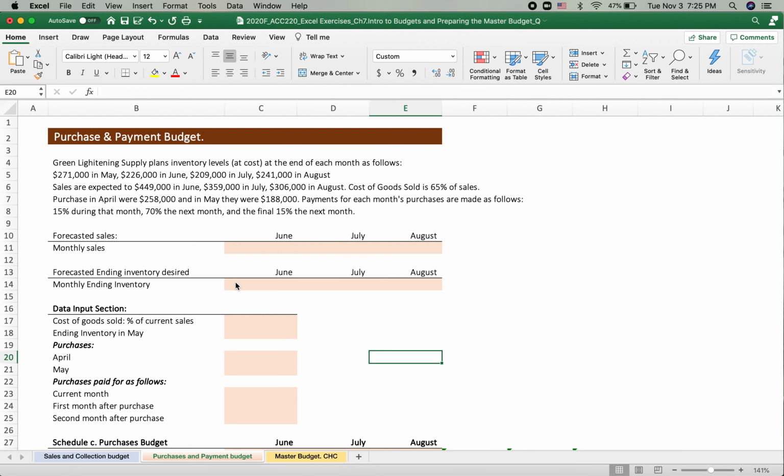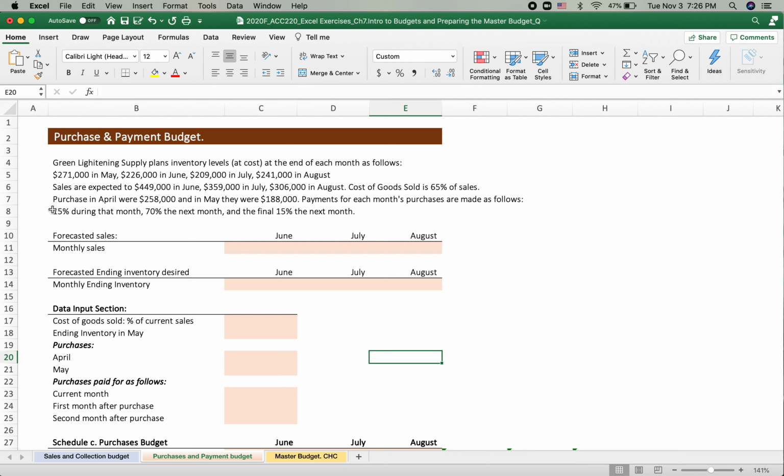This is the example of a purchase and payment budget. The Green Lighting Supply plans inventory level and cost at the end of each month as follows. That is ending inventory information: 271,000 in May, 226,000 in June, 209,000 in July, 241,000 in August. And we need the sales expectation, because based on the forecasted sales in each month, we will calculate the ending inventory and cost of goods sold as well.